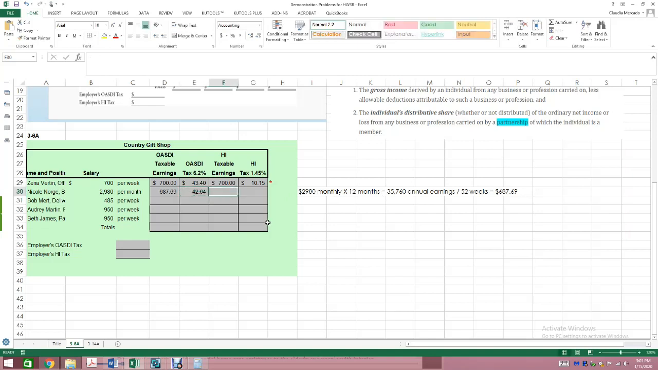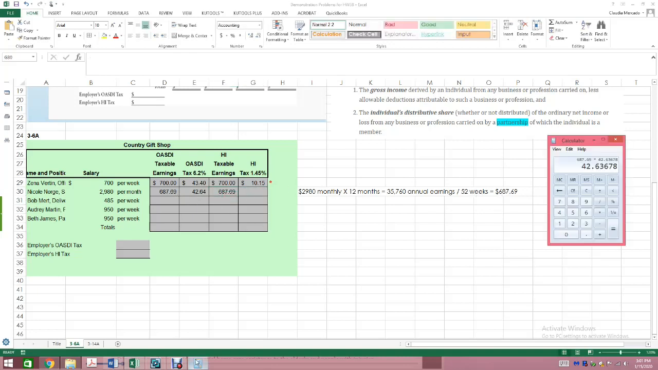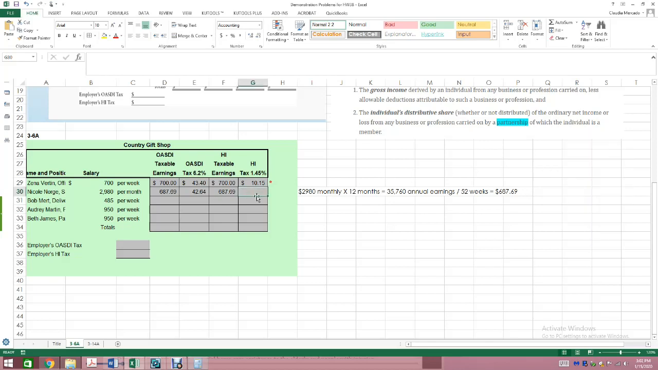What is my HI taxable earnings? Well, the 687.69, the same amount. How much is my HI tax? Well, it's 687.69 times 1.45%. That'll be 9.97.